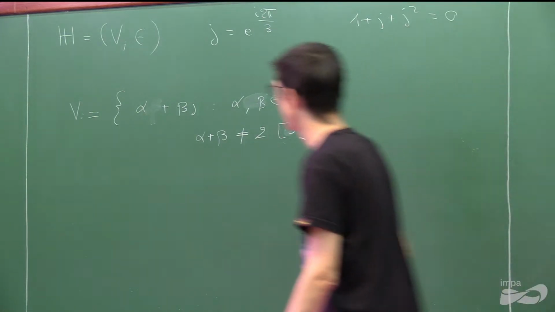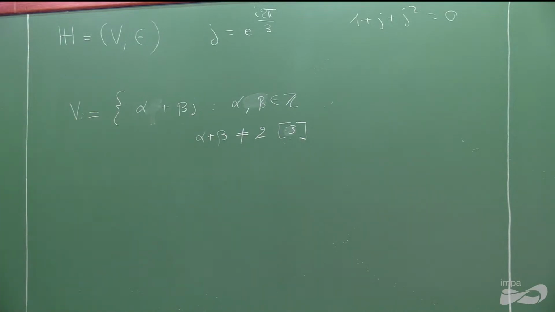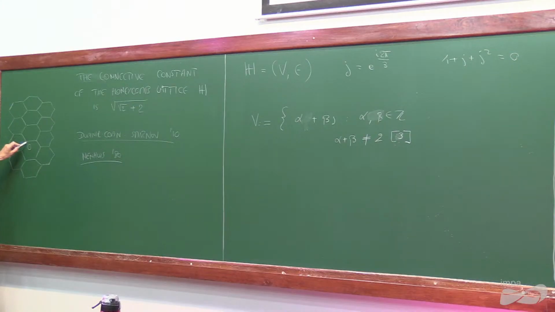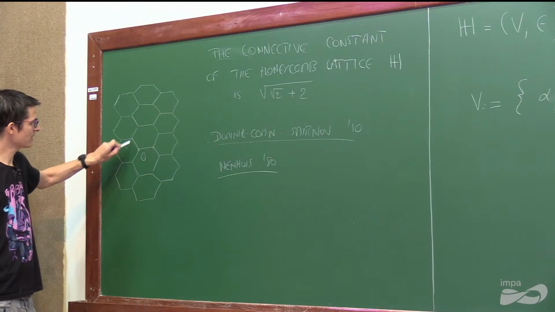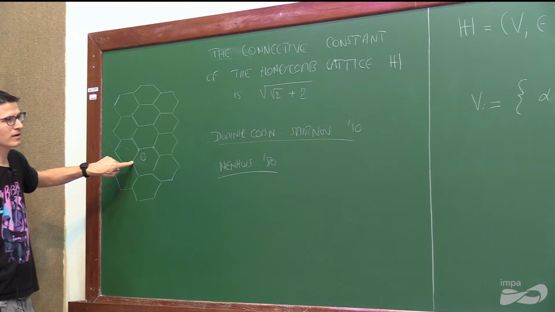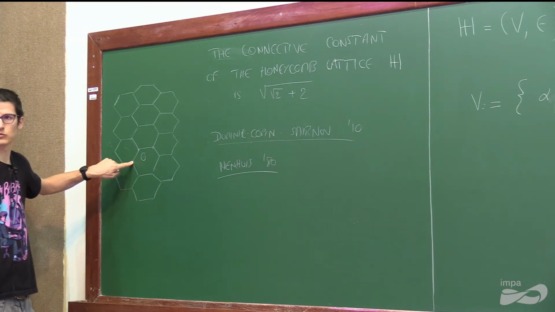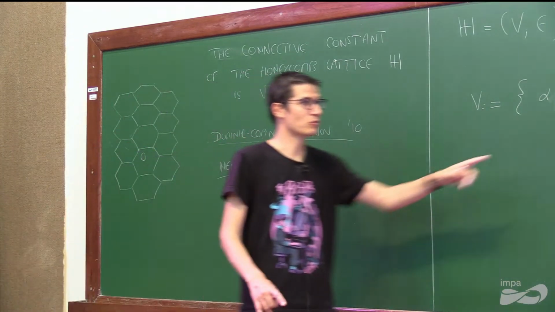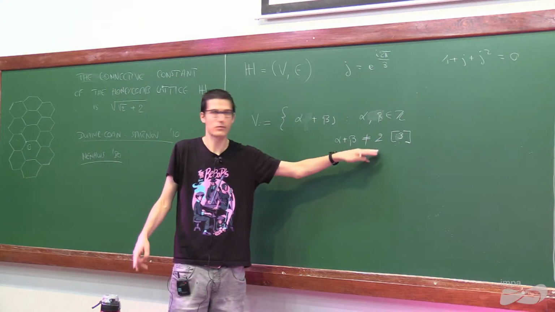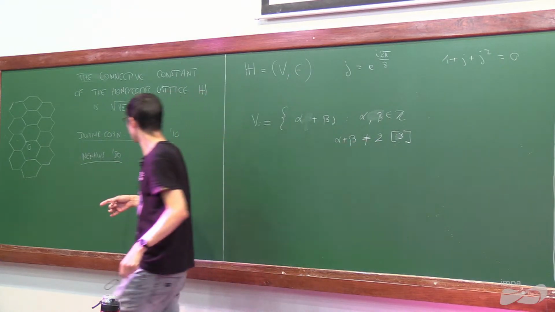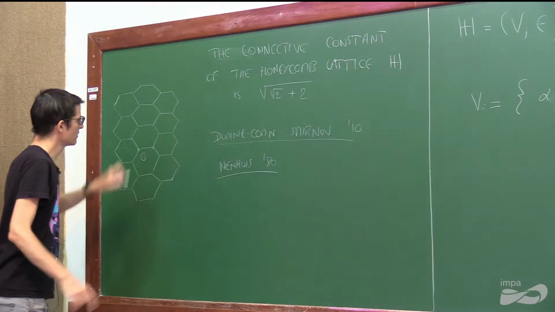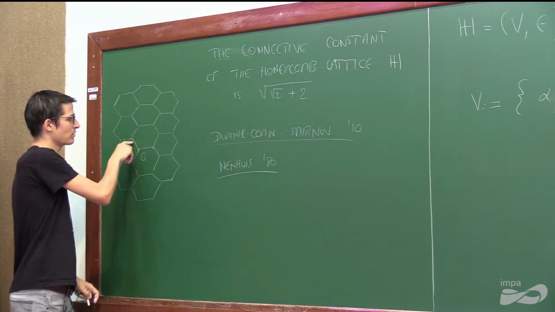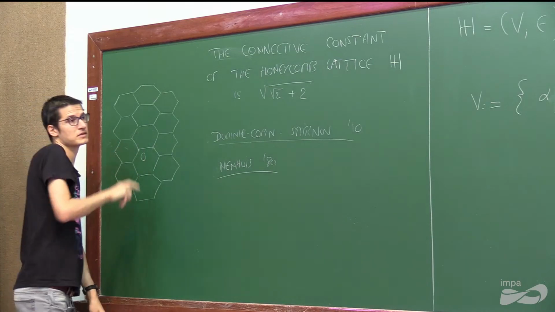Okay, so if you look at, I have 0, then I have 1. This is 1, this is j. This is j squared, which is just minus 1 minus j. And minus 1 minus j, you can see that alpha plus beta is equal to minus 2, which is equal to 1 modulo 3. So it's not equal to 2 modulo 3. But this point here, okay, which is 1 plus j, it's not in there, okay, because of this condition.